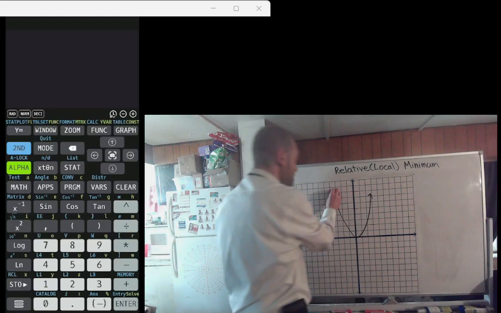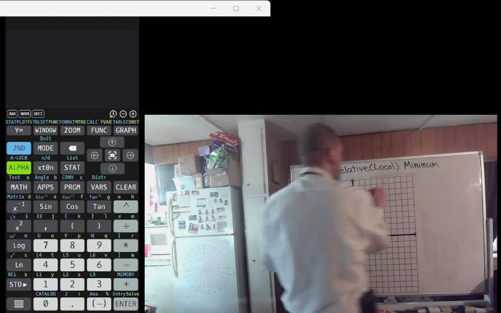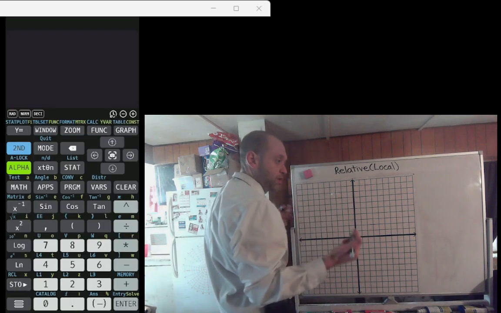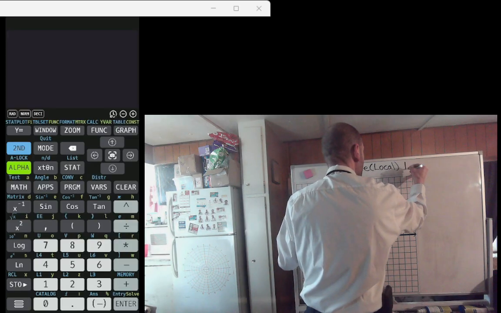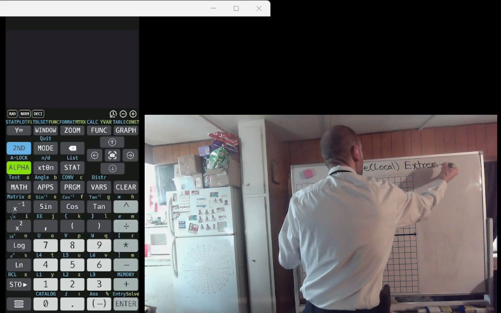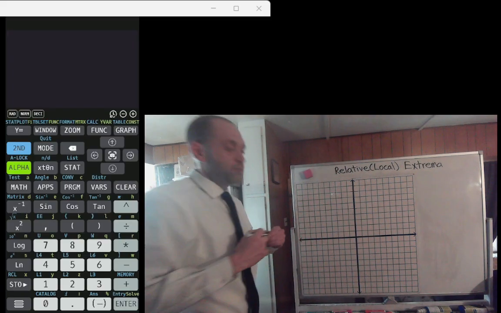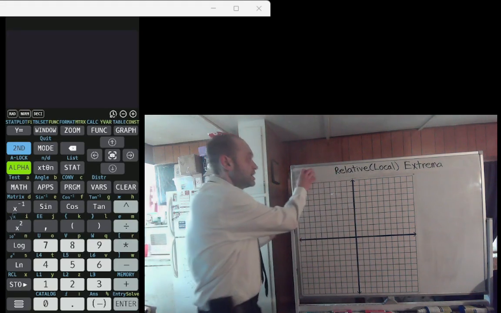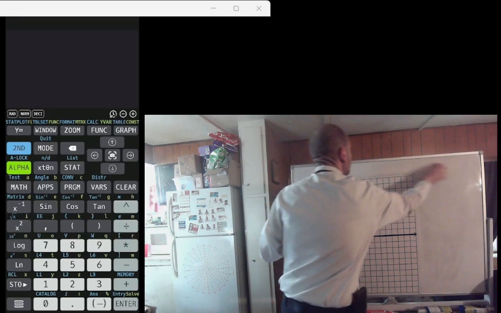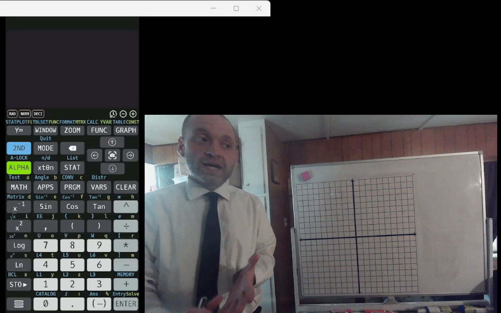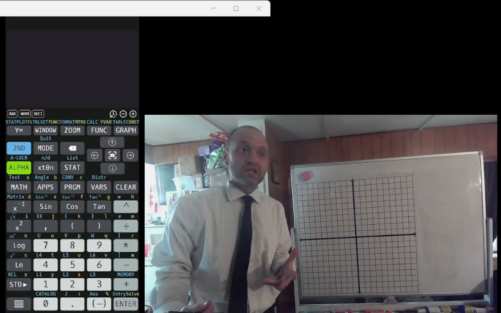Together, the collective term for your relative, local, maximum or minimum is called relative or local extrema. That's what your minimum and maximum are called collectively. They're called extrema. And this is where the calculator is going to come in. We are going to find relative minimum and maximum values of a function using a graphing calculator.